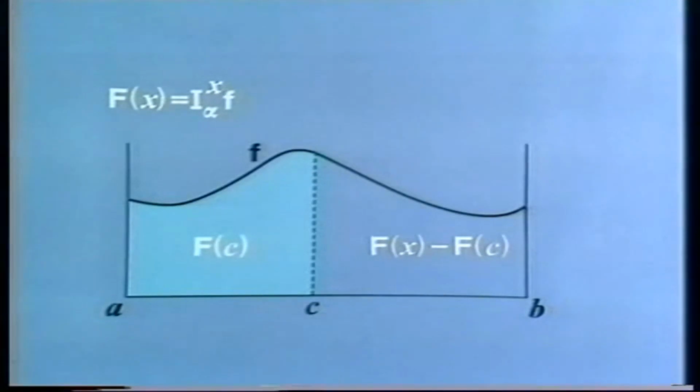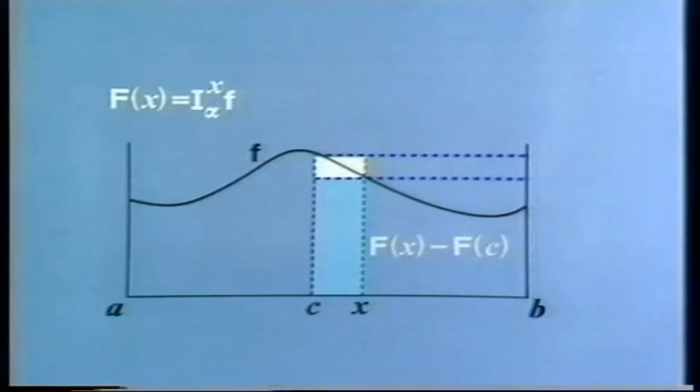Well, capital F of x minus capital F of c is the integral from c to x of f. That's by the additivity axiom. And by the boundedness axiom, that is equal to the area of a rectangle somewhere between these bounds. When we divide by x minus c to get the chord slope function, we get a height, or a value of f, somewhere between the bounds.